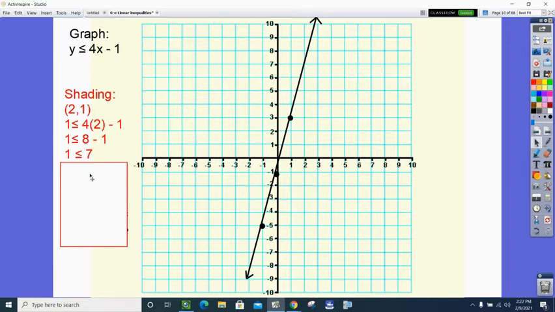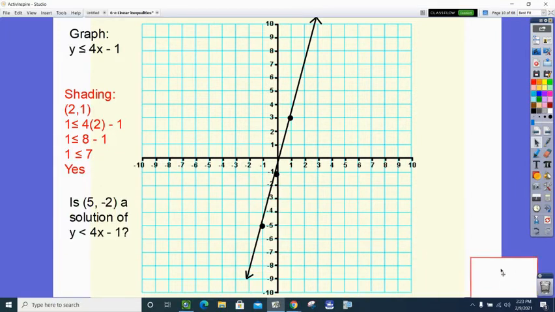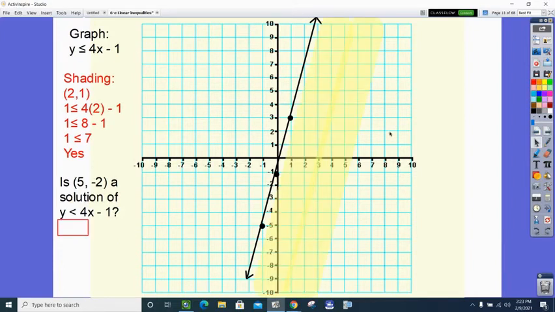which is true. So I want to shade the side that has my test point, which would be (2, 1). So I'm going to shade over here. All the points in that yellow region, I didn't do a great job of shading them all out here, but everybody over here is going to be a solution. So now the question is, is (5, -2) a solution? And you should have said yes, because there it is, and it would be in the shaded region.